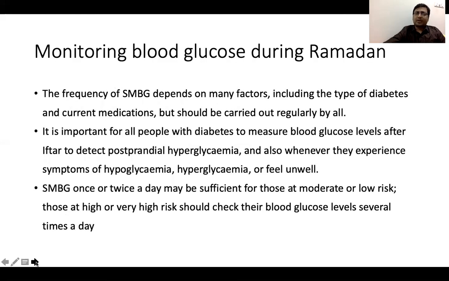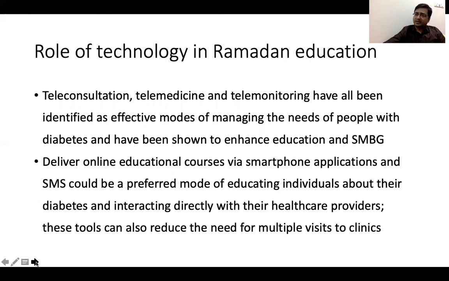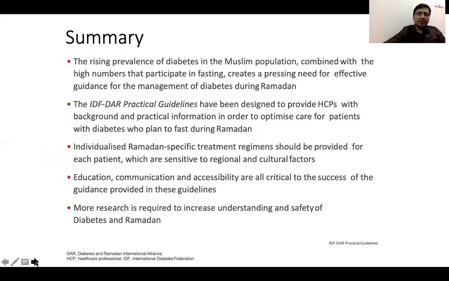So monitoring of blood glucose during Ramadan is very important, as I have been telling you. The SMBG, self-monitoring of blood glucose, is the most important tool to guide whether you are suffering from hypoglycemia or hyperglycemia. The role of technology is there. Teleconsultation, telemedicine, and telemonitoring have all been identified as very effective methods. You can consult with your physicians and at the same time deliver the reports that you are checking at your home, and that can guide you to prevent some hypoglycemic or hyperglycemic episodes.